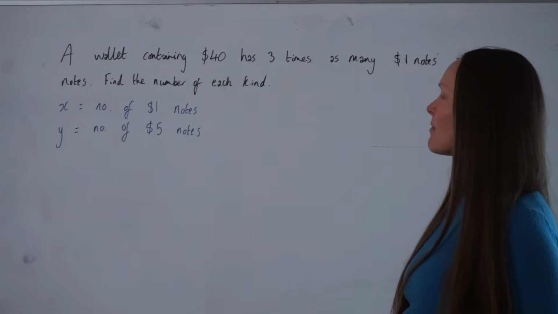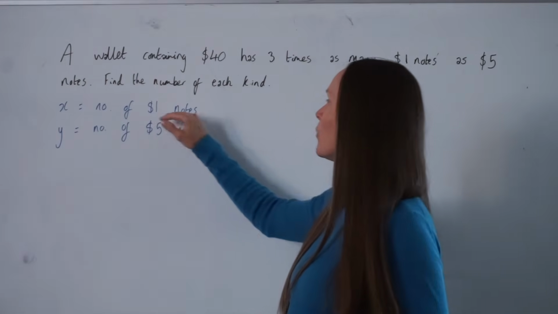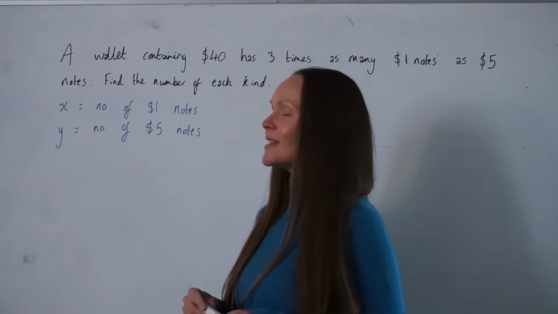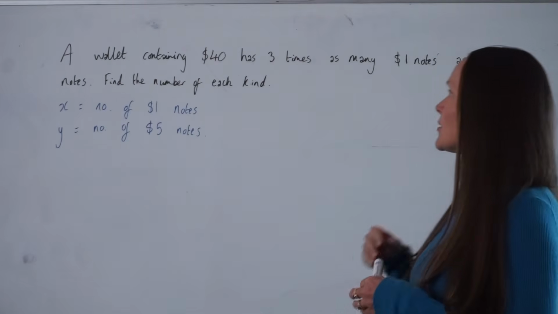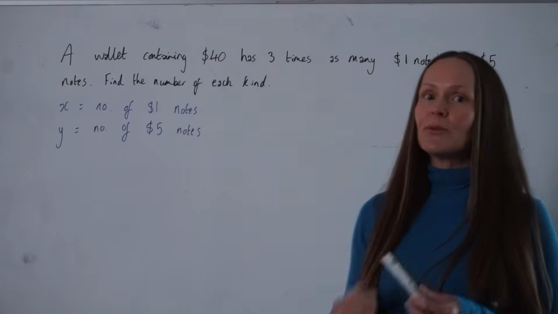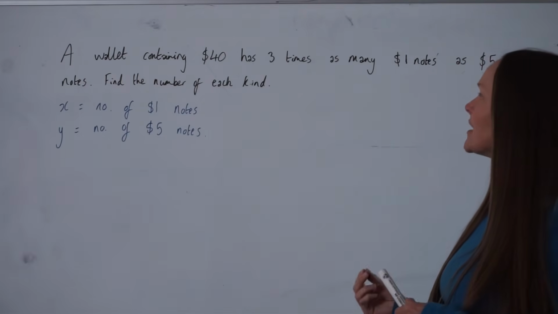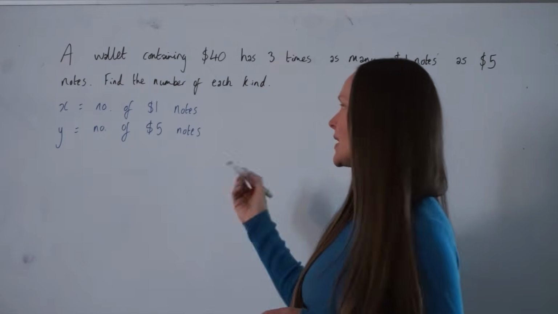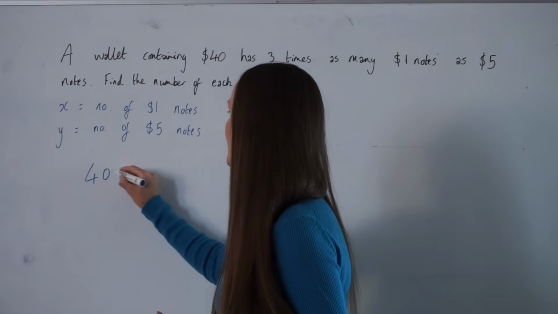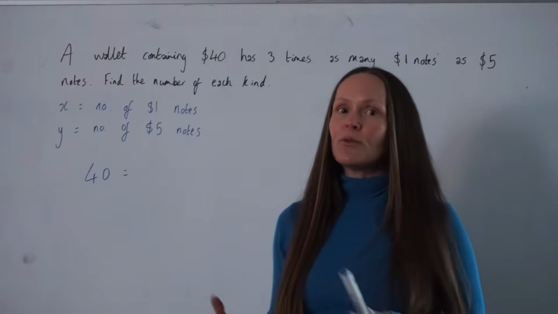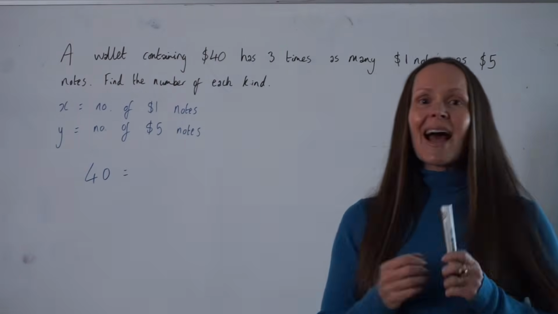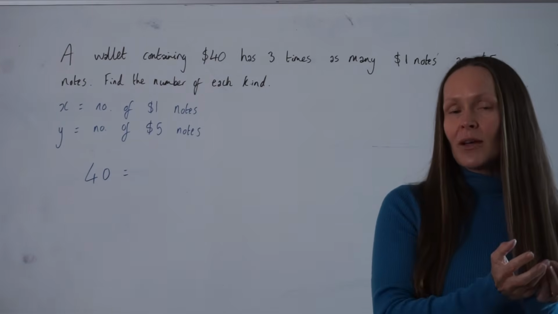So I started by writing down the number of $1 notes equals x and the number of $5 notes equals y. So now let's look for clues in the question to help us form our equations. I can see that the wallet contains $40 altogether. So let's write down 40. Now, to get to this 40, we need to know the total amount coming from $1 notes and add it to the total amount coming from $5 notes.